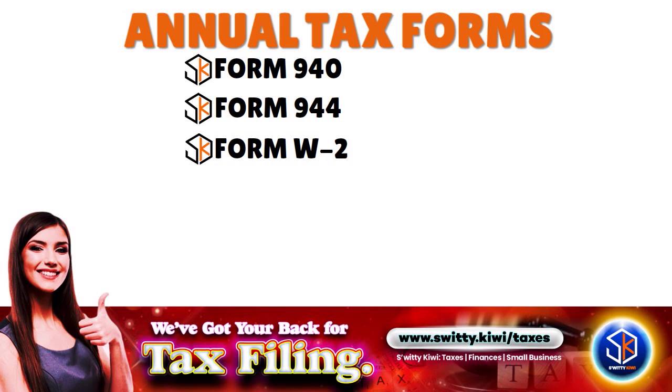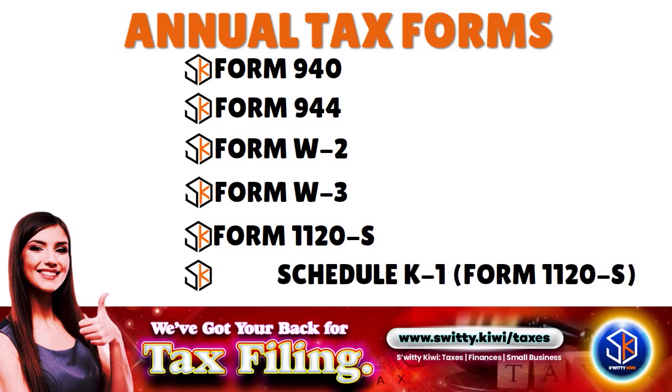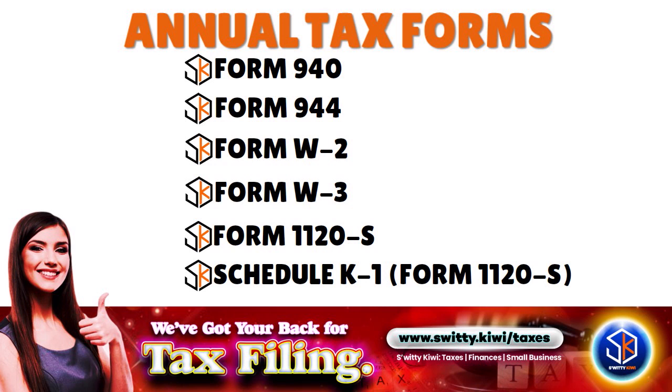You also have a Form W-2. Here you have wage and tax statements that report an employee's total income and taxes withheld from wages. You also have Form W-3. Here you have a transmittal of wage and tax statements that summarizes an employee's W-2 for the Social Security Administration. Then you have Form 1120S, U.S. income tax return of an S corporation. This form reports the business's income, gains, losses, deductions, and tax credits. Then you have Schedule K1, Form 1120S, shareholders' share of income, deductions, credits. This form represents an individual shareholder's income, deductions, and tax credits. So this is really cool.